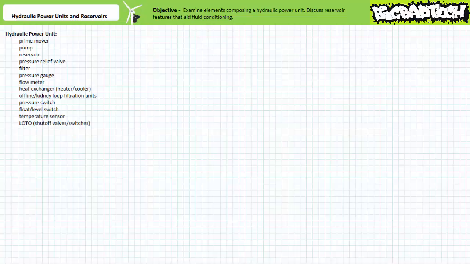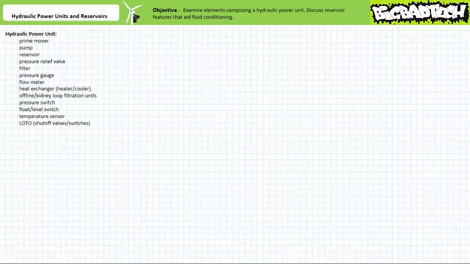Today's topic of discussion is hydraulic power units and reservoirs. Our objective is to examine the constituent elements of a generic hydraulic power unit and discuss those features in a reservoir that aid fluid conditioning in a hydraulic system. Central to the proper operation of all hydraulic systems are those components that source flow and condition fluid.